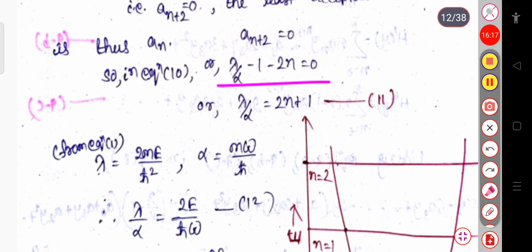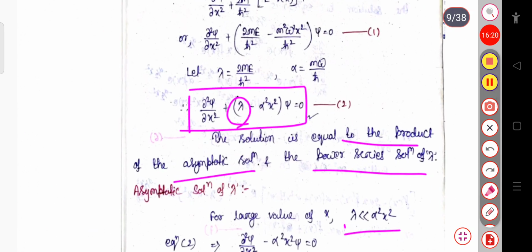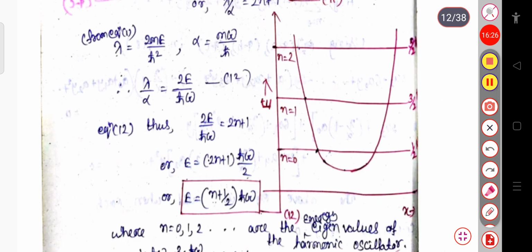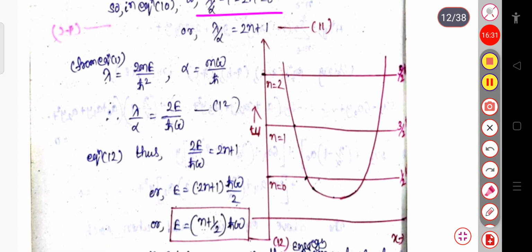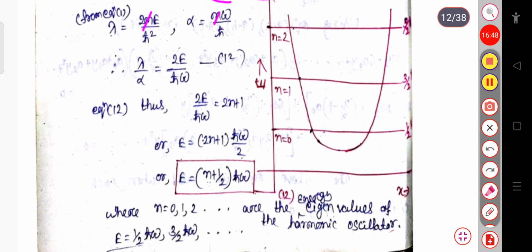And here you can see we have considered lambda to be equal to 2mE by h-bar square. Now if I put lambda equal to 2mE by h-bar square and alpha equal to m omega by h-bar, then lambda by alpha becomes 2E divided by h-bar omega, because this gets cancelled. From equation 11 we can write 2E by h-bar omega equals 2n plus 1, or simply E equals (2n plus 1) by 2 into h-bar omega, or E equals (n plus half) h-bar omega.